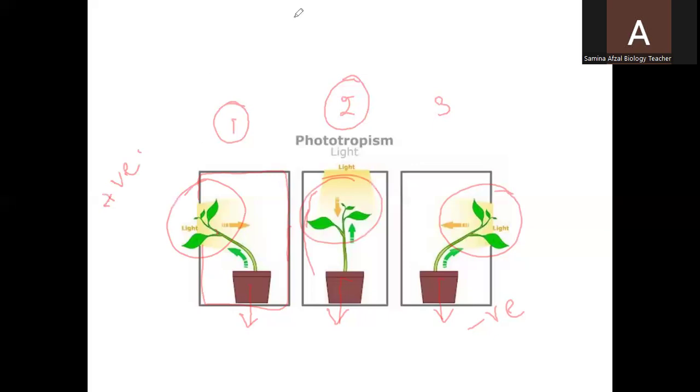So students, it was all about coordination and response in plants.